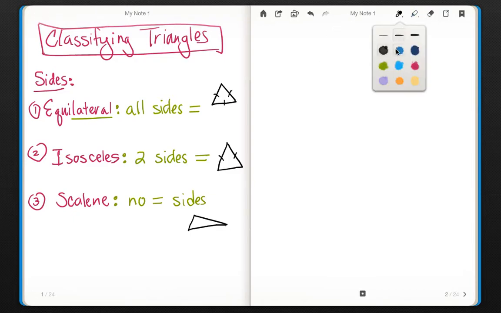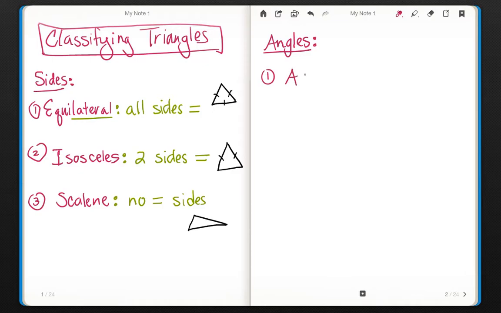Okay, so then we can also do it by the angles. So every triangle actually has 2 names. It has a name by its sides and a name by its angles. And you guys know this. We've actually talked about this some. There's an acute triangle. We have an obtuse triangle. And then we also have right triangles.